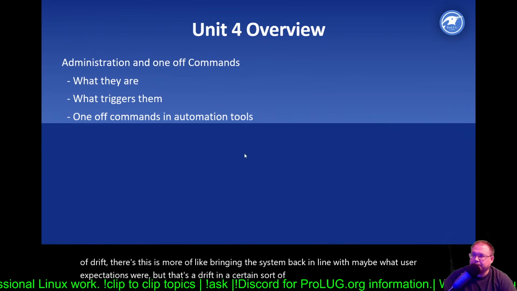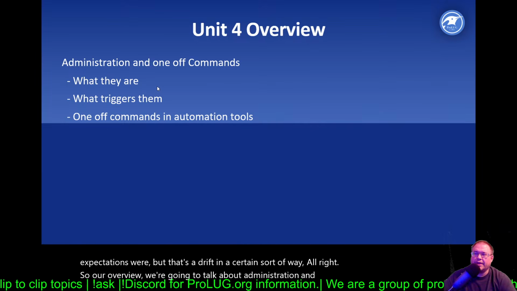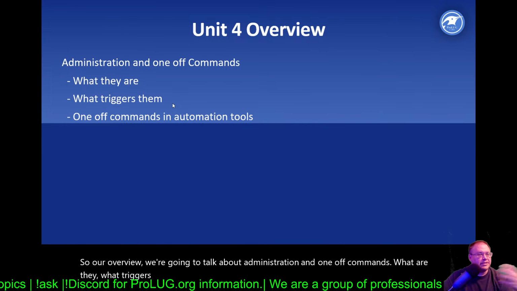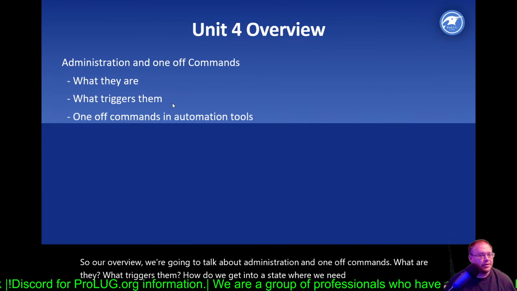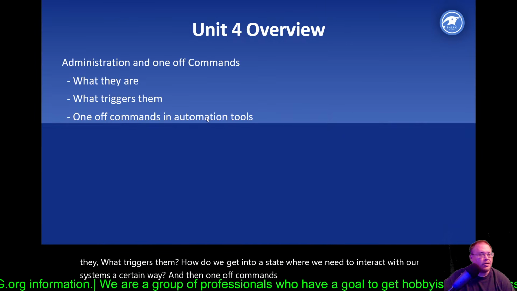All right, so our overview. We're going to talk about administration and one-off commands. What are they? What triggers them? How do we get into a state where we need to interact with our systems a certain way? And then one-off commands in our different automation tools.